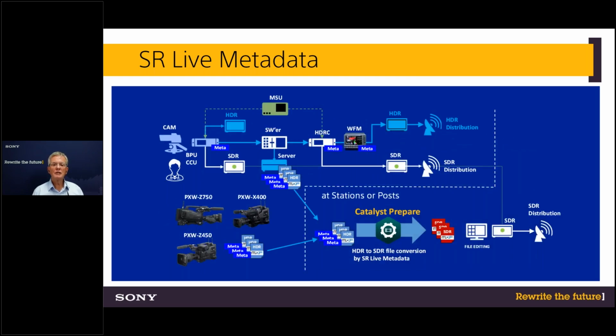SR Live metadata can also be created by camcorders such as the PXW-Z750, the Z450, and the X500. This can be useful if the cameras are shooting, for example, at a motorsport event in the pit lane. The SR Live metadata can be read by Sony's Catalyst Prepare system to derive an SDR output from the HDR camcorder content in an equivalent quality to that created using an HDR C4000 here.